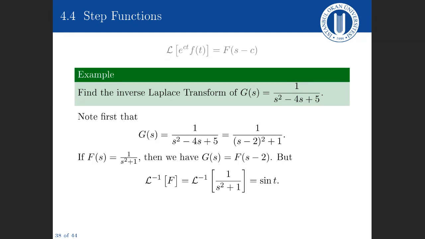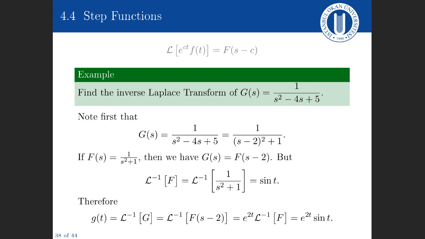Now, what is the inverse Laplace transform of capital F? It's just sine t. We need to multiply this by e to the power 2t. Therefore, small g of t, which is the inverse Laplace transform of capital G, which is the inverse Laplace transform of capital F at s minus 2. Using the formula at the top, that's e to the power 2t, inverse Laplace transform of capital F, or e to the power 2t sine t.